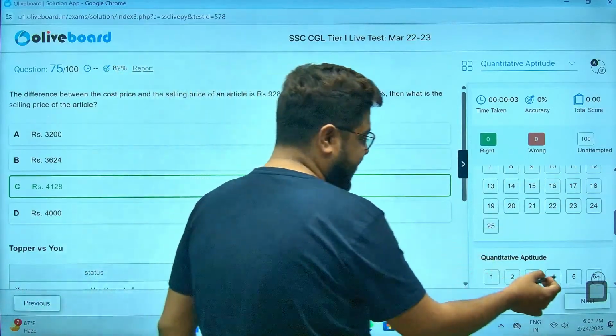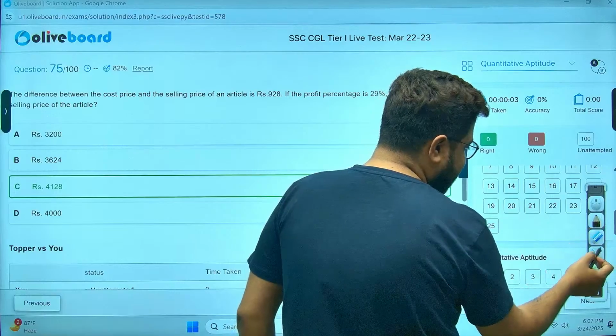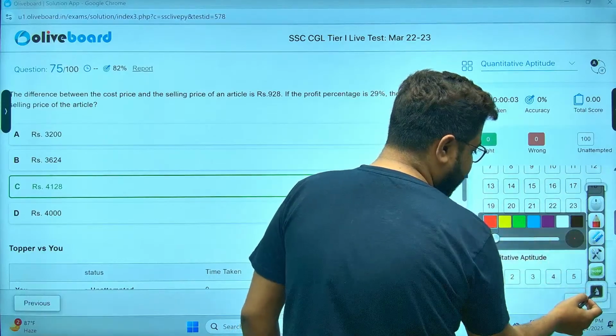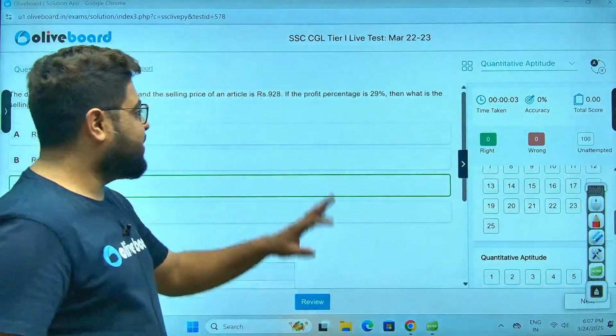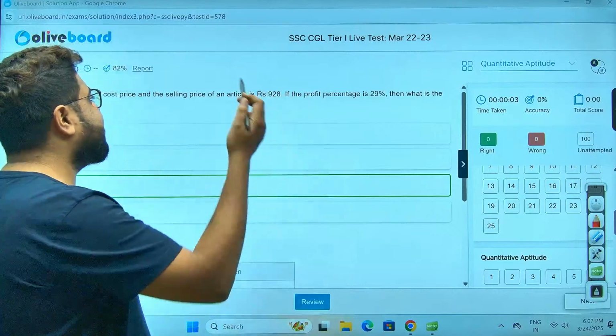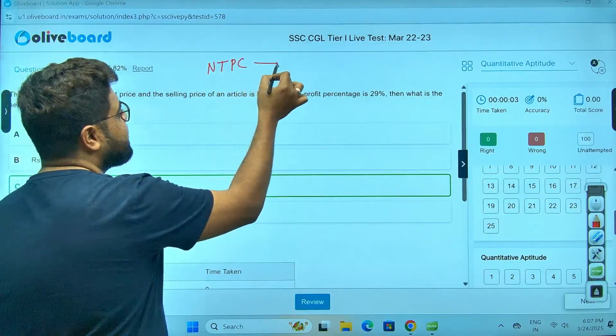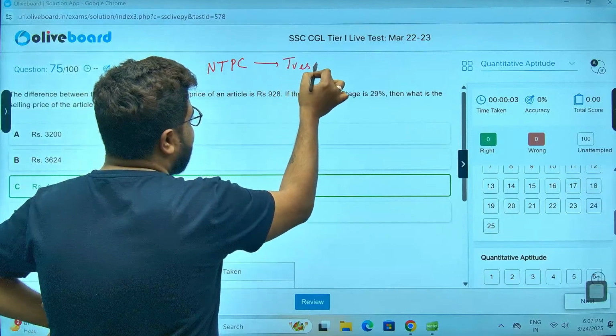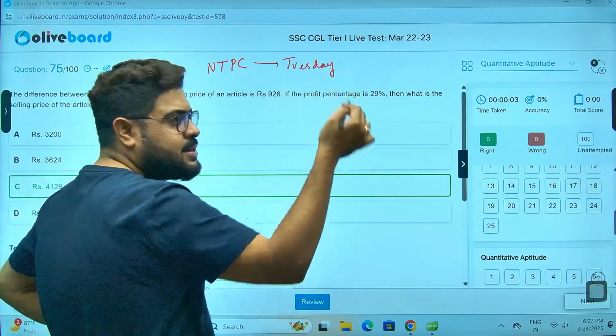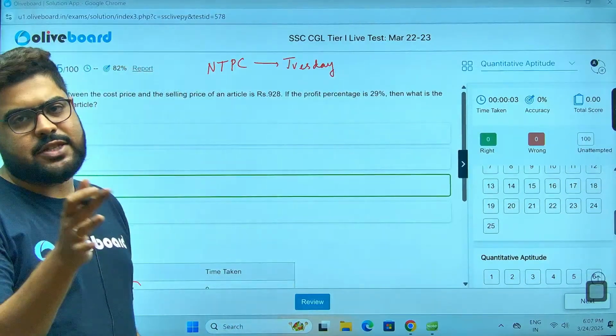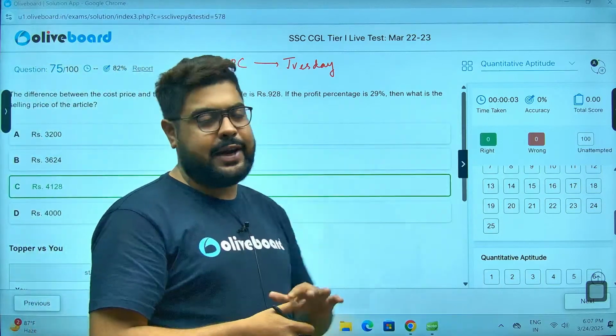Again, just a quick thing. So this was the mock analysis. Tomorrow I'll come with the NTPC mock. Tomorrow will be the NTPC mock on Tuesday, right? And from Wednesday, Thursday, Friday, we'll have the practice sessions as always, as we're running every day.